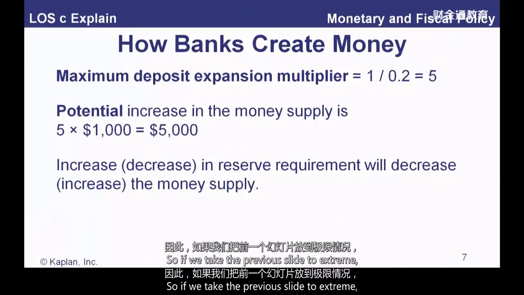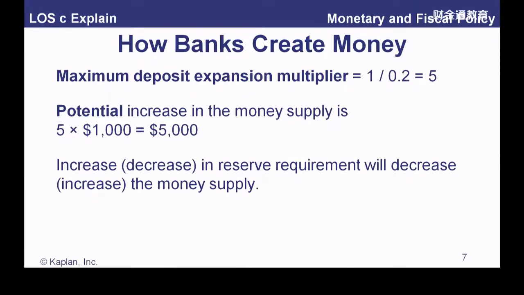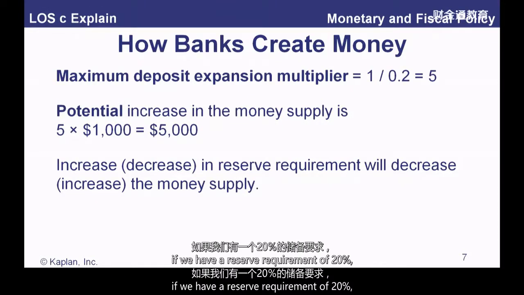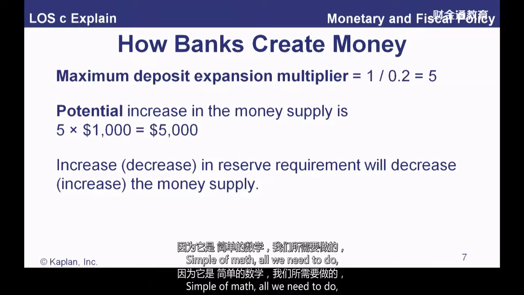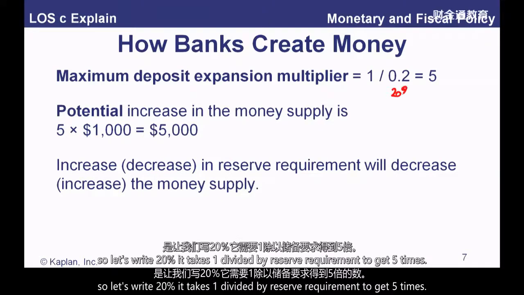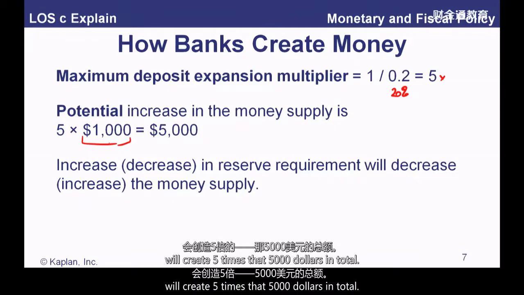So if we take the previous slide to an extreme and keep creating more and more cash, we can actually work out that in total, if we have a reserve requirement of 20%, we would get a maximum deposit expansion multiplier, as it's kind of handily titled, of 5. Simple bit of math, all we need to do, so that equates to 20%, is take 1 divided by the reserve requirement to get 5 times. So my cash of $1,000 into the bank will create 5 times that, $5,000 in total.